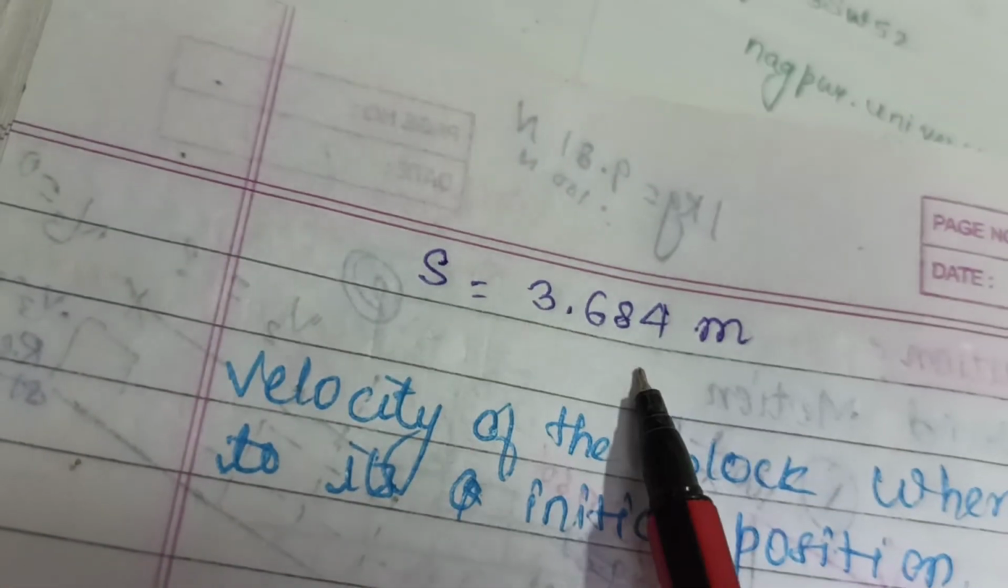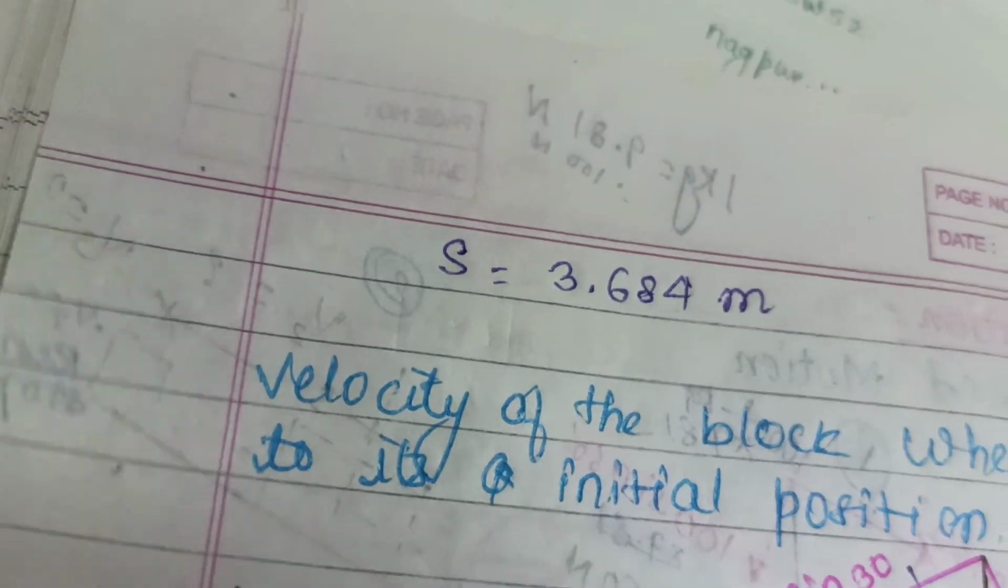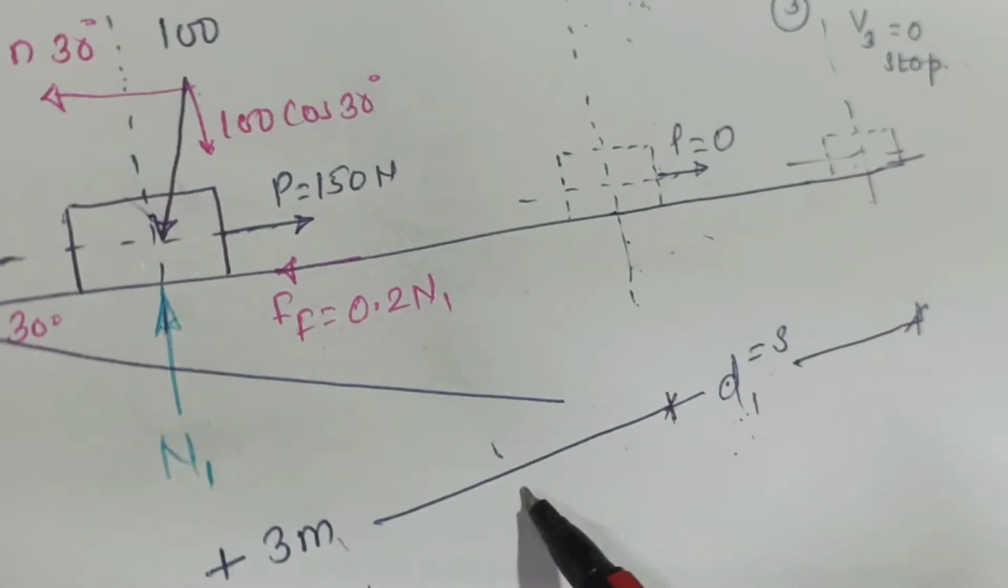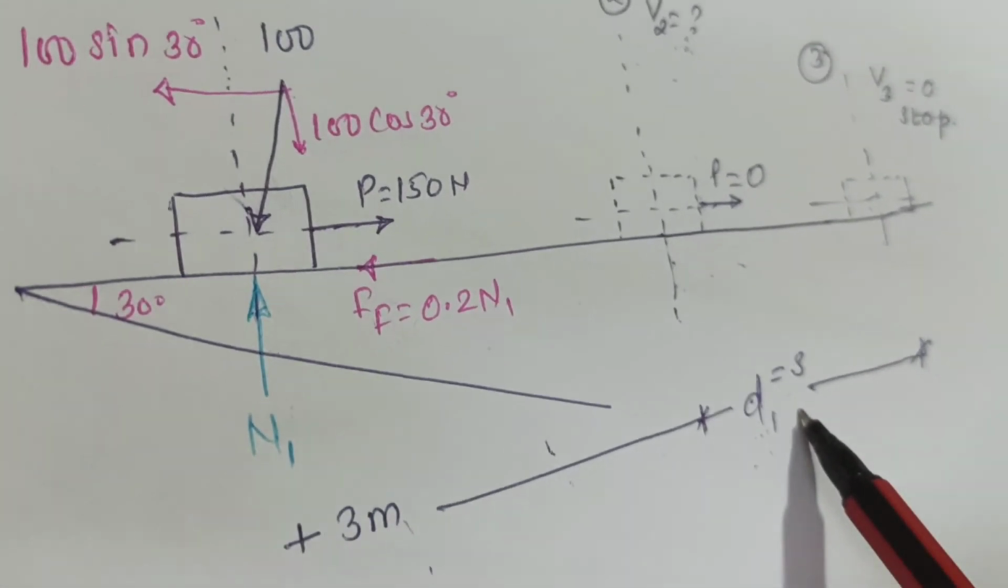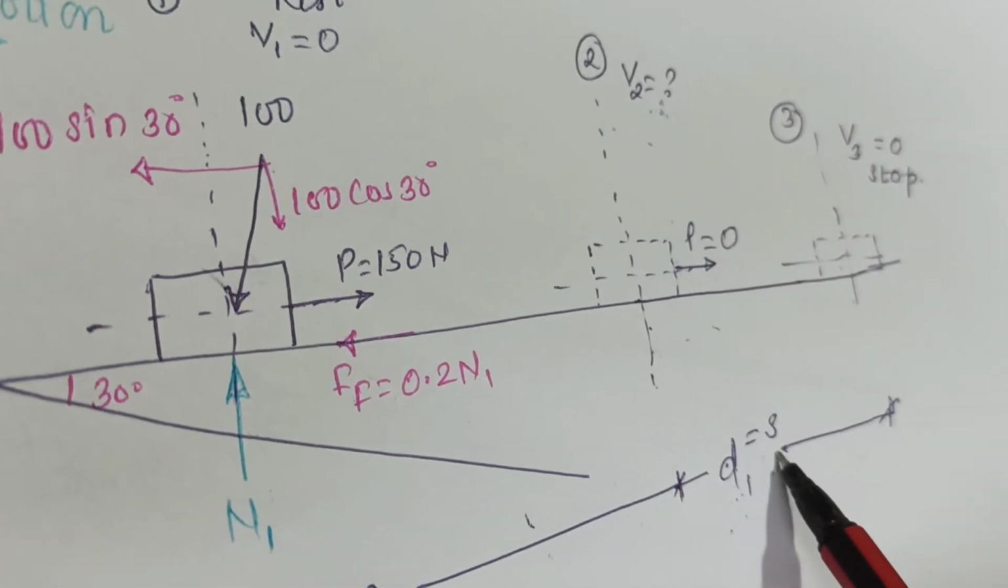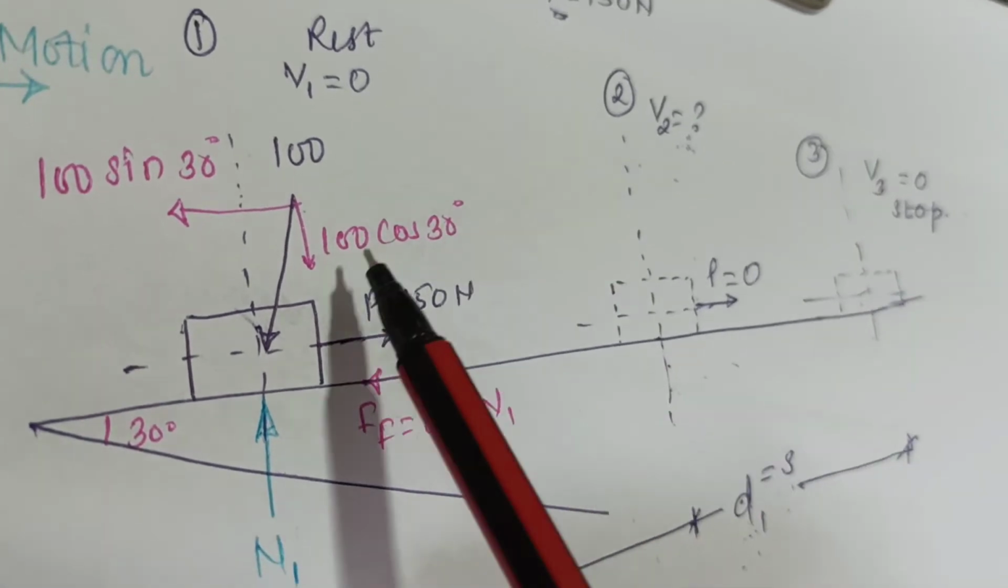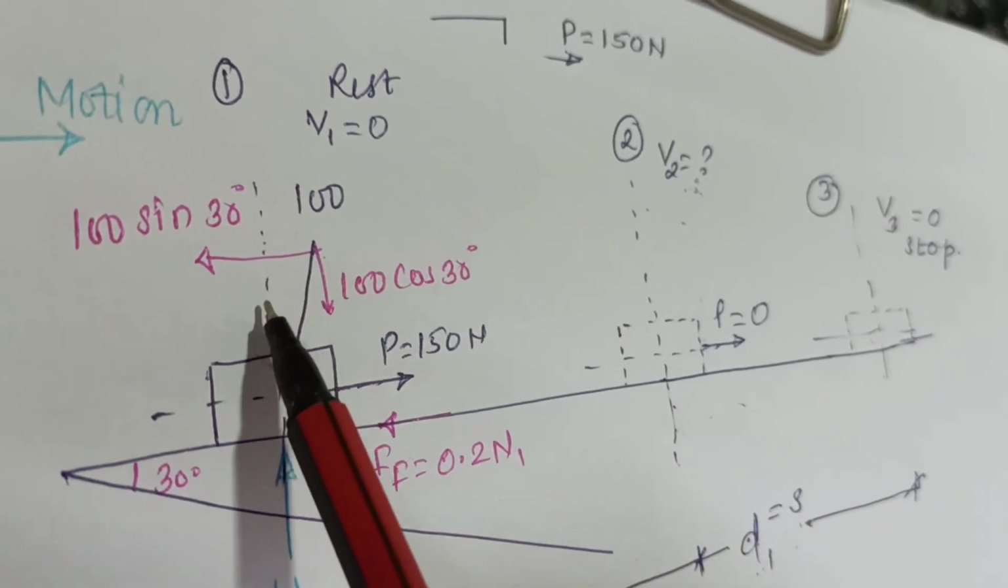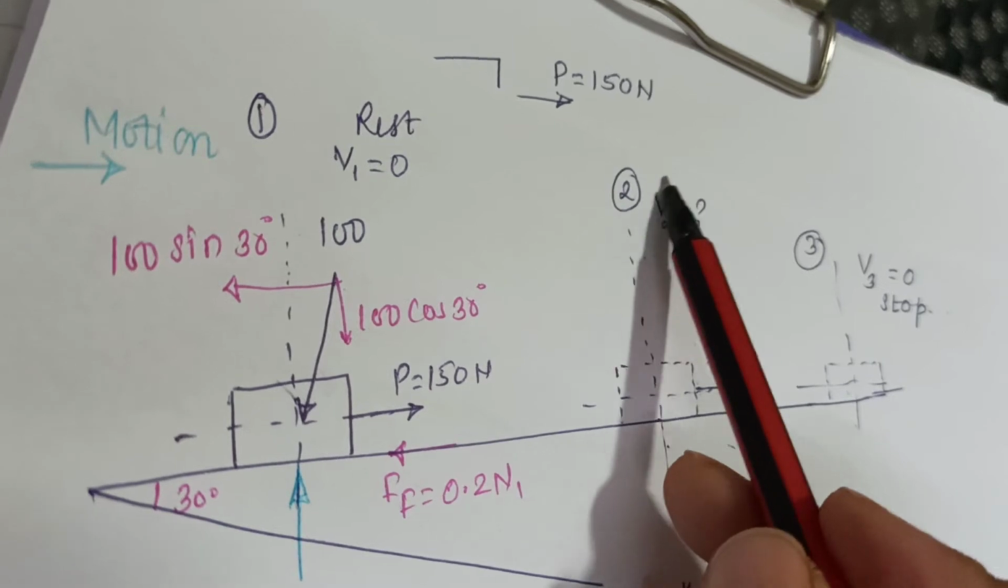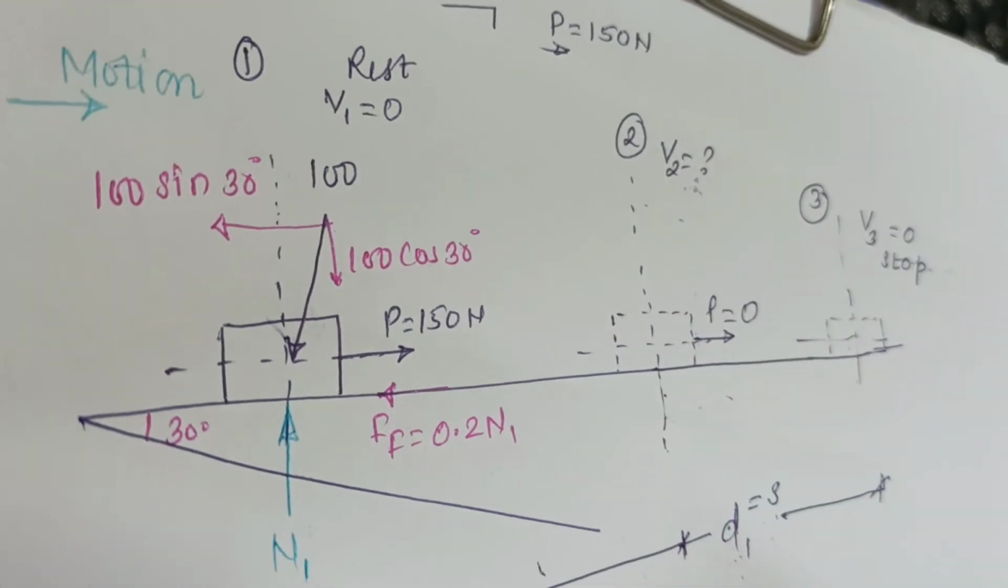So after the force P is removed, initially the block moves a distance of 3 meters and then it moves a distance of s, which we have found out by using the work energy principle. First we applied the work energy principle between position 1 and 2 to find the velocity v2, because the distance was known to us.